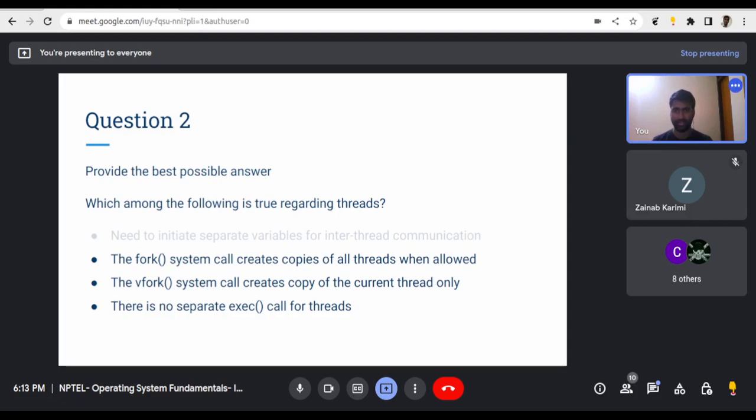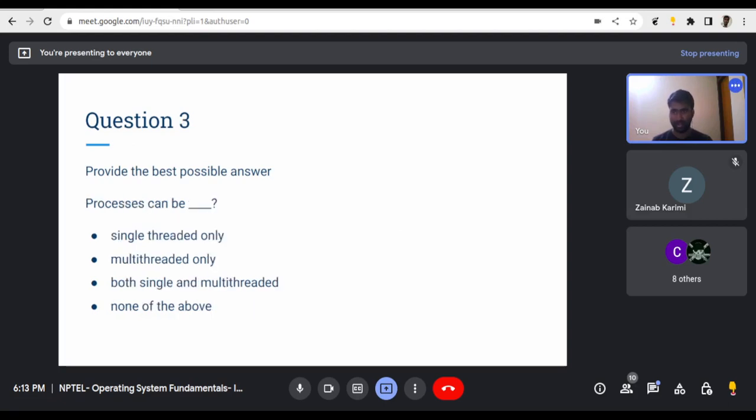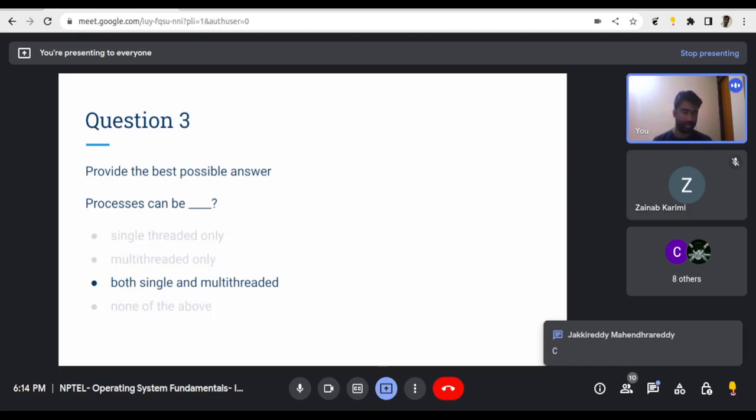Anyway, let's go to the next question. Can you tell me, processes can be single threaded only, multi-threaded only, both single and multi-threaded, or none of the above? Can a process consist of only single threads? Can all the processes consist of only multi-threads? Yes. So this is a very simple question. Both single and multi-threaded processes can be there.